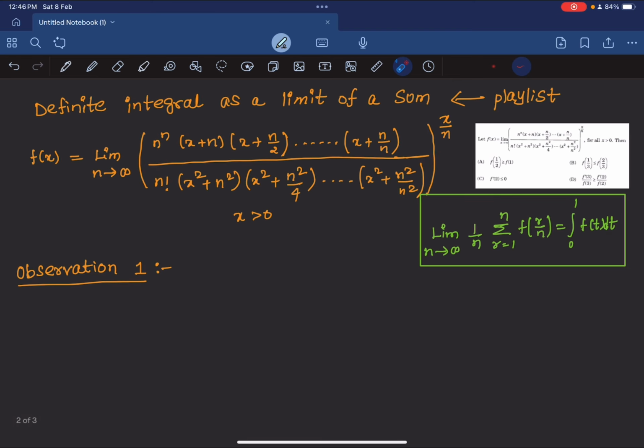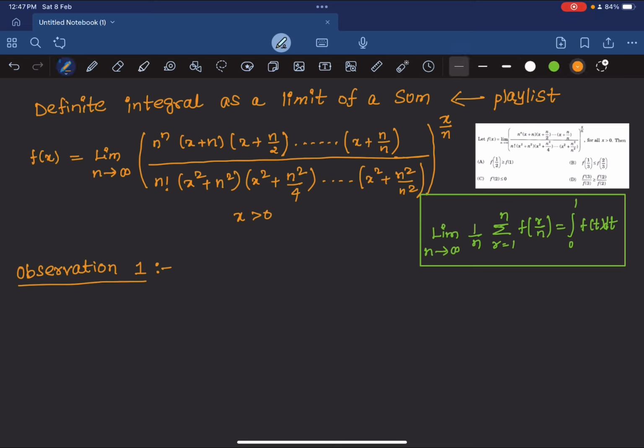So now you have this crazy looking function, and you have to find the limit to which this particular function approaches when n tends to infinity. So this is based on the concept of definite integral as a limit of a sum. We have this particular formula that we derived in the first episode of this playlist. Now let us make some observations.